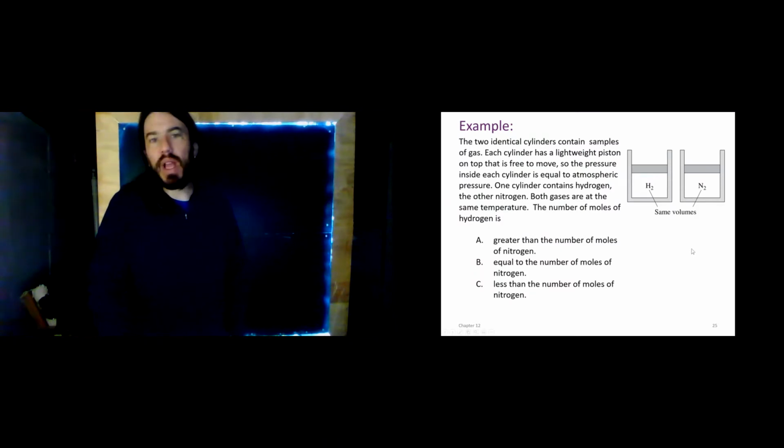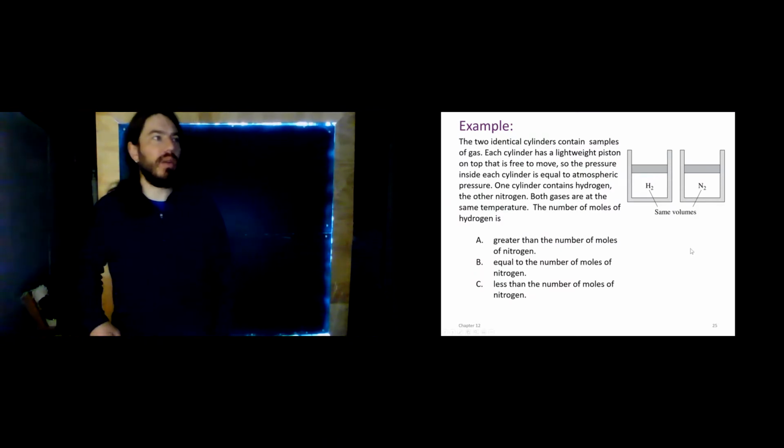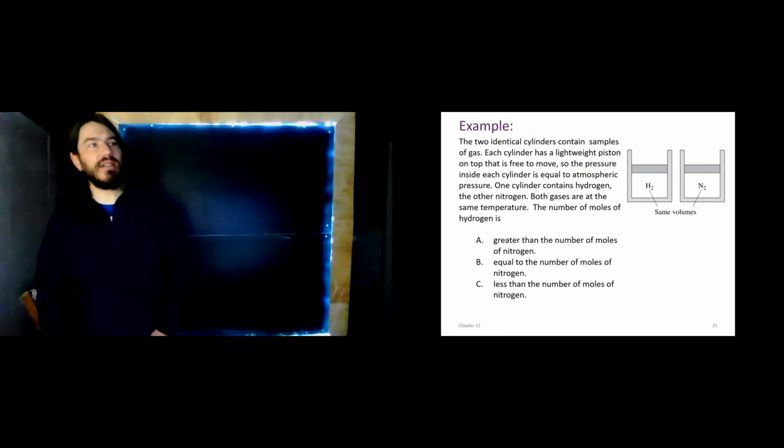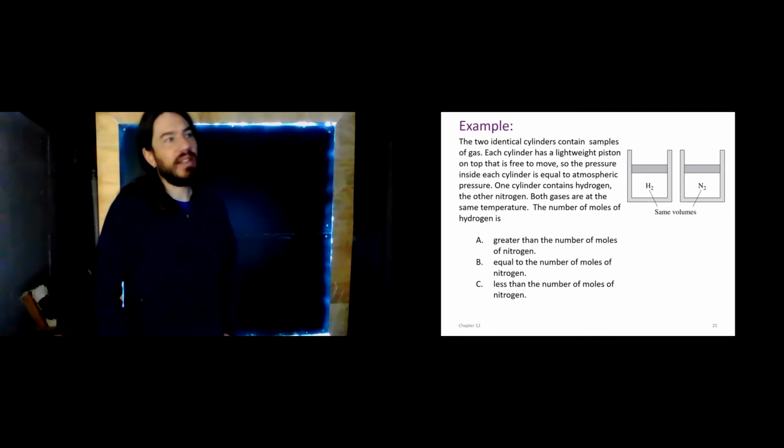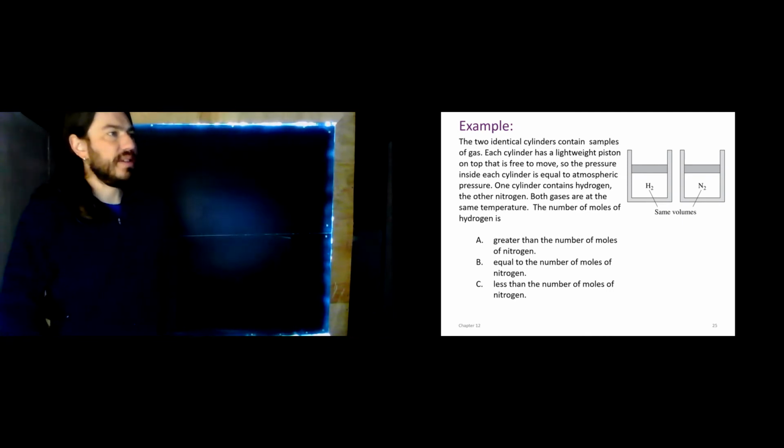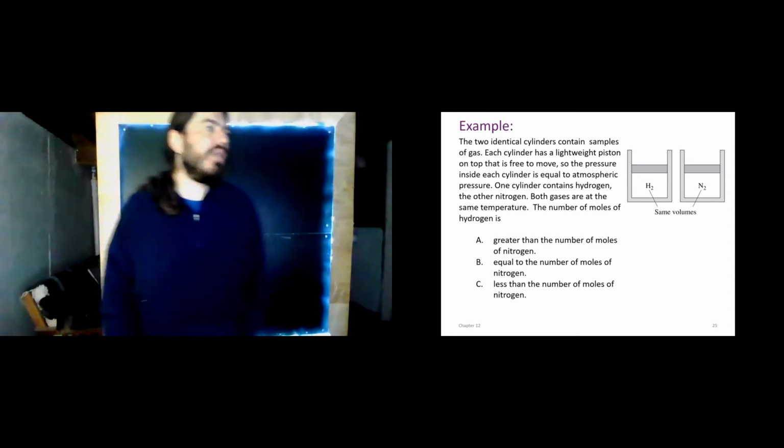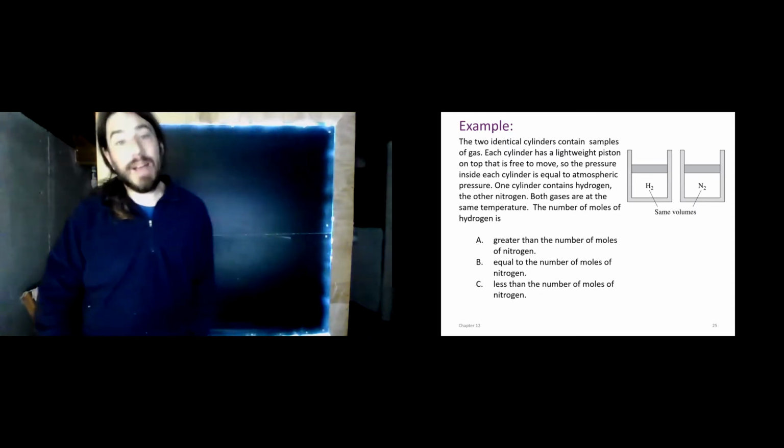Let's just do a couple of quick examples here. Here's a quick clicker question. The 2 identical cylinders contain samples of gas. Each cylinder has a lightweight piston on top that is free to move. So the pressure inside each cylinder is equal to the atmospheric pressure.